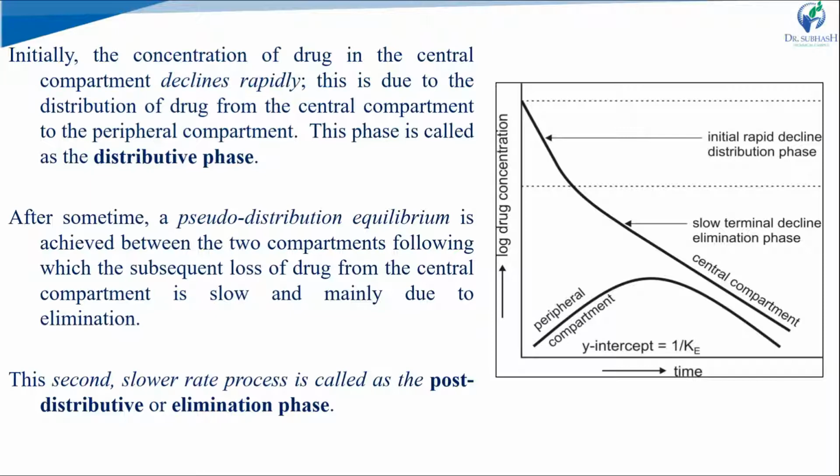So initially the peripheral compartment increases in drug concentration and reaches a maximum, corresponding to the distribution phase. The central compartment declines during the distribution phase, while the peripheral compartment increases. Following the peak, the drug concentration declines, corresponding to the post-distributive or elimination phase. So this is the two compartment open model with IV bolus administration.